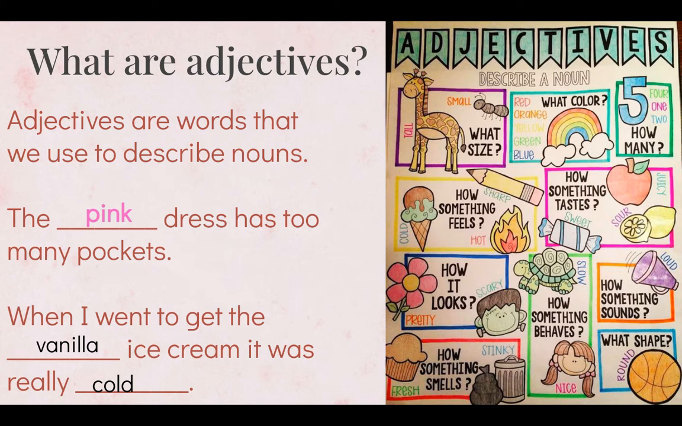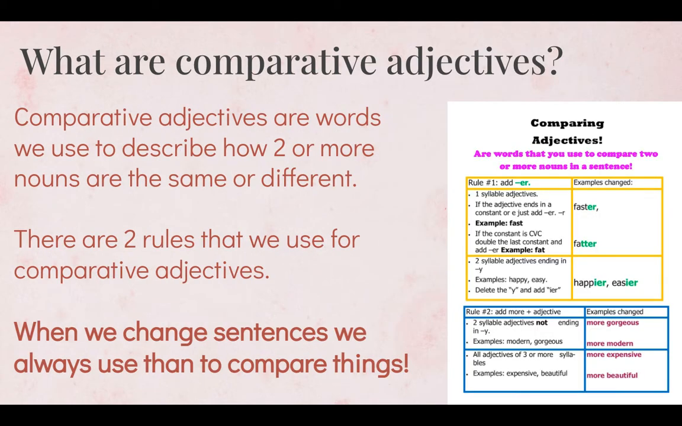So today we're going to continue our work with comparative adjectives. Comparative adjectives are words we use to describe how two or more nouns are the same and how they are different. There are two rules that we use for comparative adjectives. Today, though, we are going to practice changing a sentence and changing the adjective to its comparative use. So we are going to be rewriting sentences and changing the adjective to its comparative use. And when we change sentences, we always use the word than to compare things.